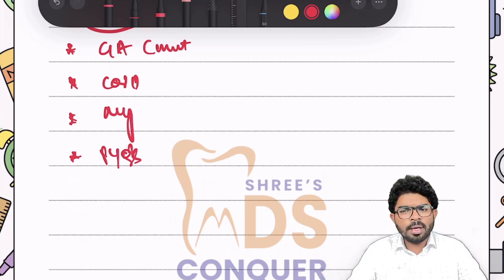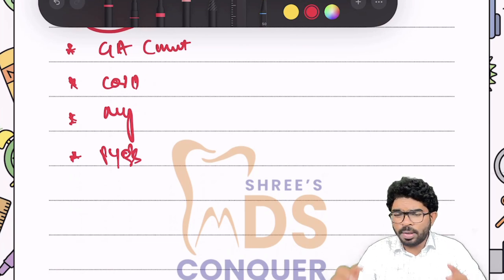PYQs, pro live, boot camp will be perfect if your preparation is within the limitation of 3 to 4 hours for the next 5 months. 3 to 4 hours of prep for the next 5 months. 150 days into 4 means you overall have 600 hours of preparation time. In this 600 hours, my recommendation is do pro live papers 2 to 3 times. Offline student, do offline papers 2 to 3 times.